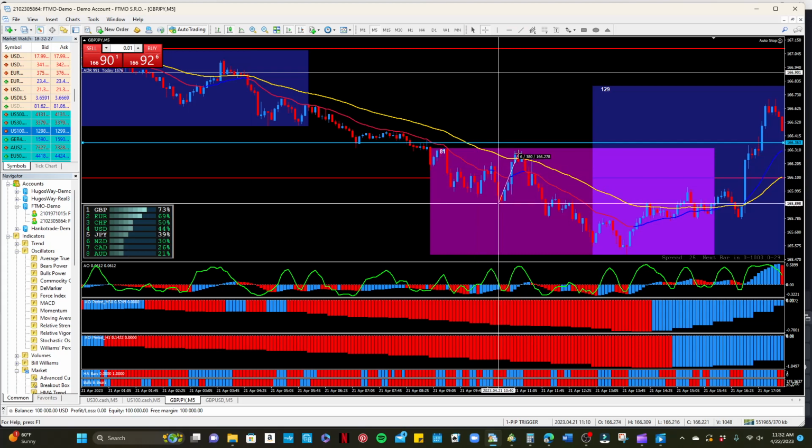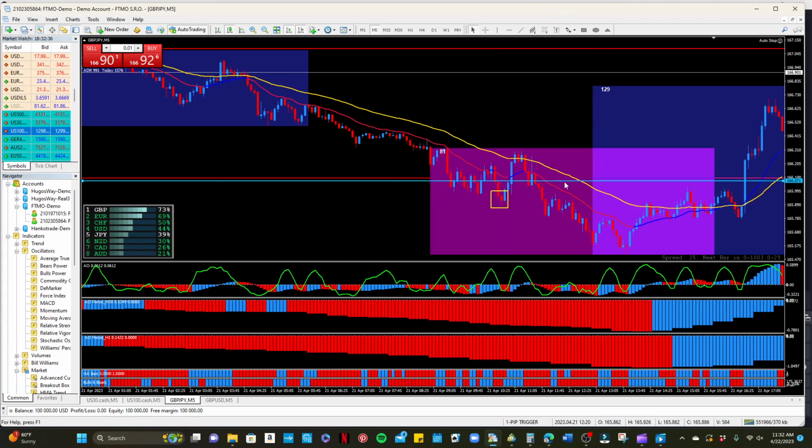From here to here is 37 pips. But if you're already down here in this area, you move your stop loss down because you're in profit. Look what happens, ladies and gentlemen. So it hits your stop loss because it's doing a pullback.